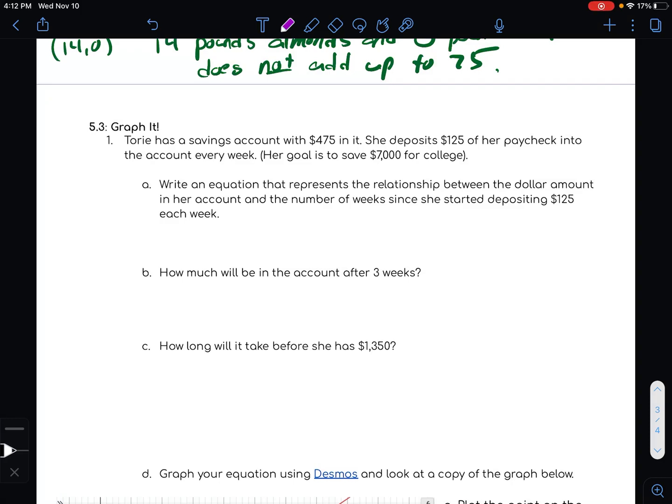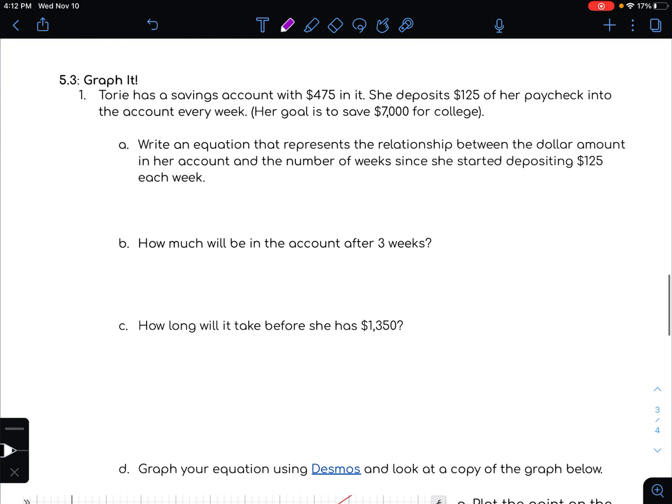New situation. Tori has a savings account with $475 in it. She deposits $125 of her paycheck into the account every week. Her goal is to save $7,000 for college. Write an equation that represents the relationship between the dollar amount in her account and the number of weeks since she started depositing $125 per week.